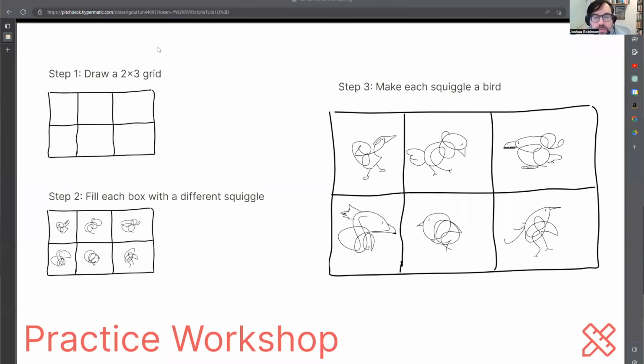All right, so if you've grabbed some paper, draw a 2x3 grid or a 3x3 grid, doesn't matter. I'll give you a few seconds to draw that grid. Okay, now each box gets its own little squiggle. Don't think about it, okay? The whole point is to get out of your head, just squiggle a little bit in each box. Different squiggle in each box. I'll give you a couple seconds to do that.